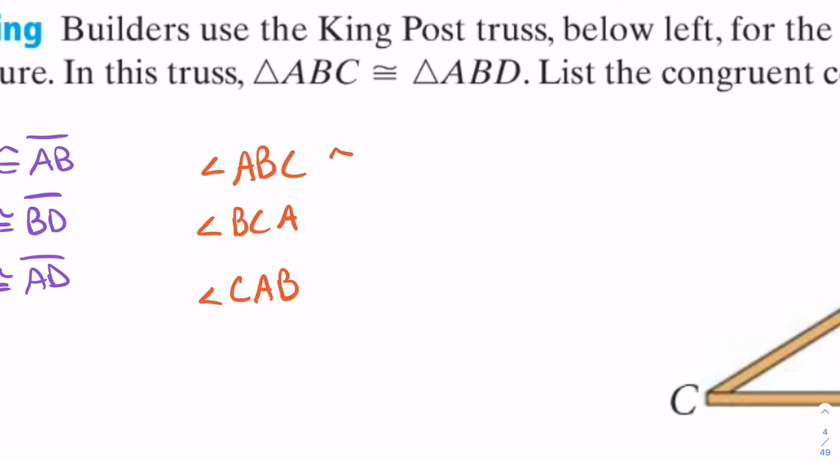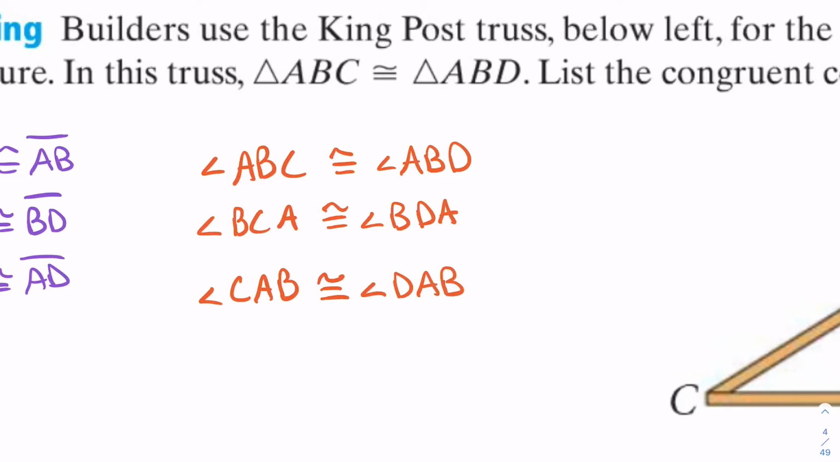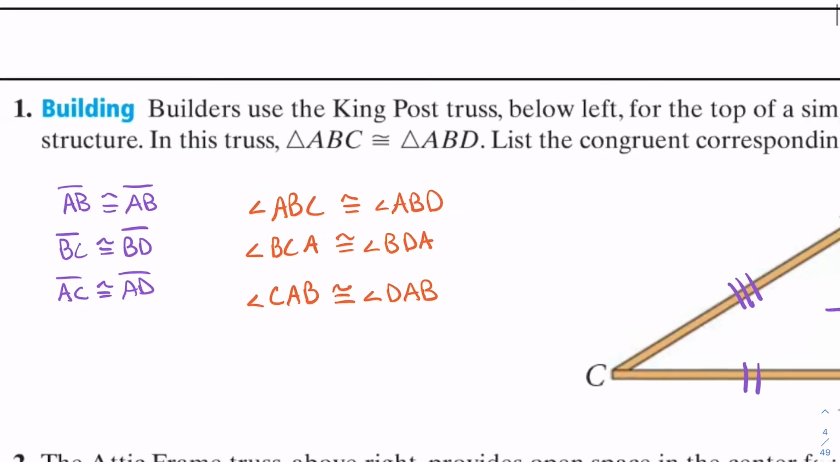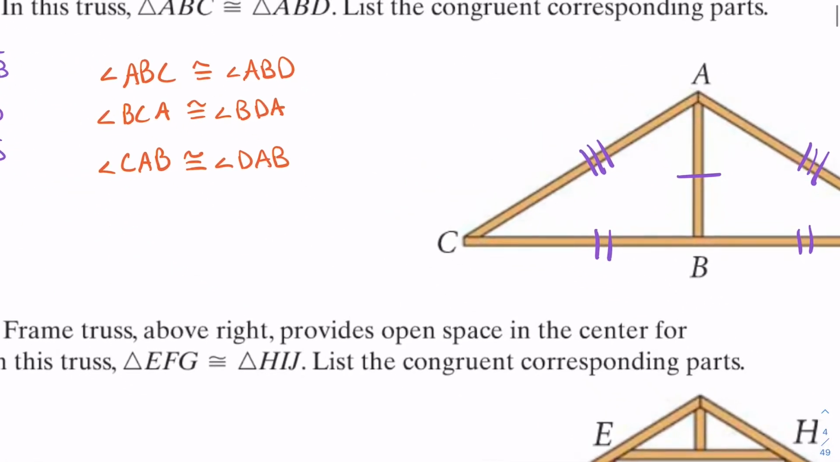So congruent, congruent, congruent. I'm going to say angle ABD, then angle BDA, and then angle DAB. Again, I'm just reading left to right, left to right, left to right for all 3. And when I run out of room, I go back to the front and I start all over. So where's ABC? This is ABC.